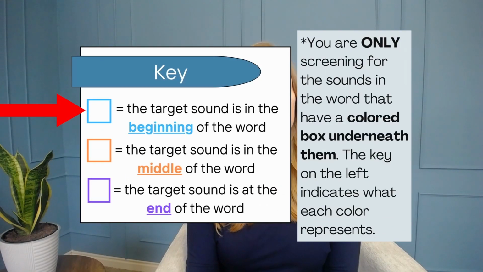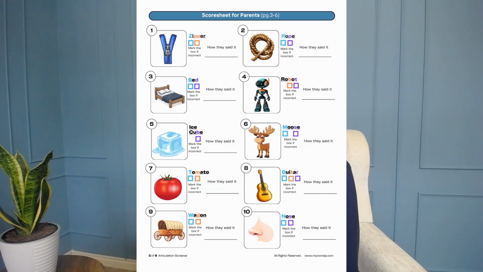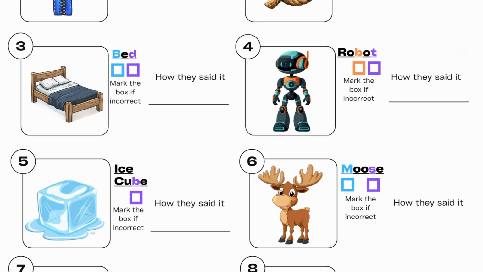The light blue indicates that we are testing the sound at the beginning of a word. If it's orange, that indicates that it's being tested in the middle of a word. And if it's purple, that indicates that we're testing it at the end of the word. You can look at the sheet and notice that in number 3, for the letter B, it's being tested at the beginning of the word, whereas down here, in number 5, for ice cube, it's being tested at the end of the word because the last sound is B in that word.